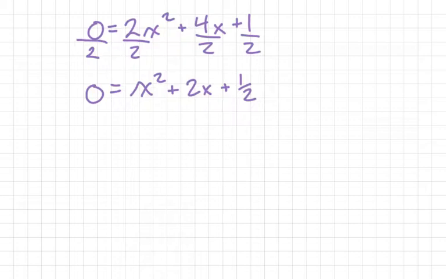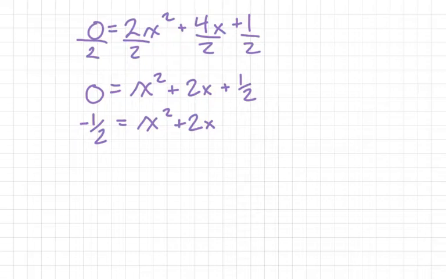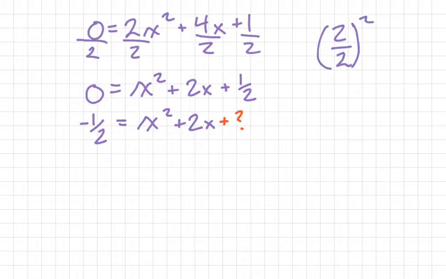Now we can move on to our completing the square step. I'm going to subtract 1/2 from both sides. And I want to get our number that's going to make this a perfect square. How am I going to do that? Well, I'm going to take my b value of 2, halve it, and square it. 2 over 2 is 1, 1 squared is 1. So I'm going to add 1 to both sides.